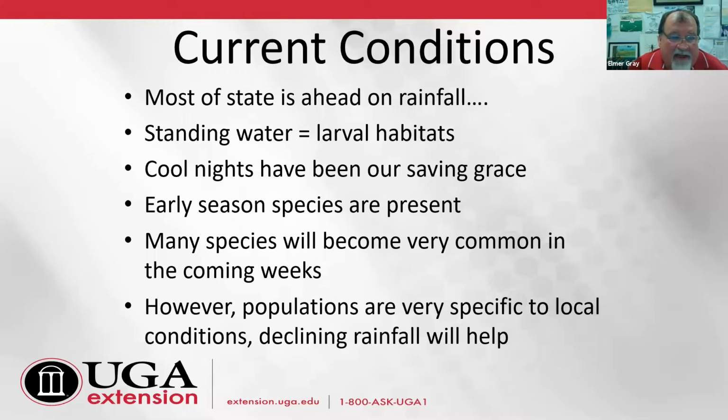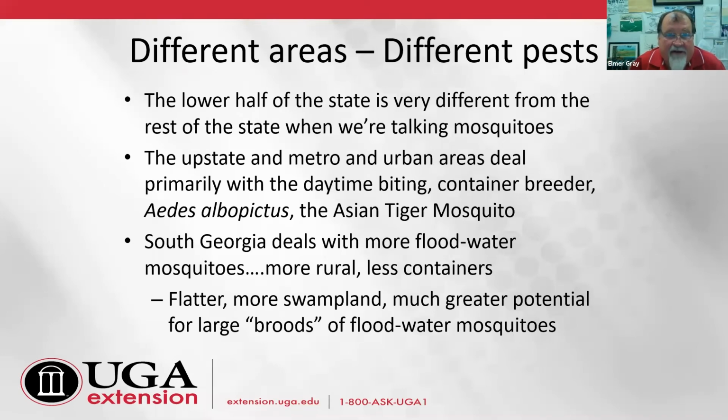I reached out to my colleagues across the state, and there were some early season species that kind of flourished in the warm end of winter. And now we've had these cool nights, and so the summer, warm weather species have kind of been held back a little bit in my mind, particularly here in the upstate where we've had some very cool nights. Many species are going to be becoming very common in the coming weeks, if they're not already in the south part of the state. So be prepared and pay attention to the rest of the information here. However, the populations are going to be very specific to the local conditions, and the declining rainfall is certainly going to help, particularly across the upstate here where we deal with a lot of containers.